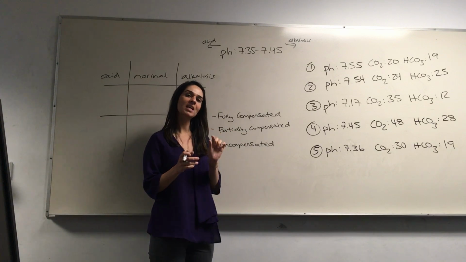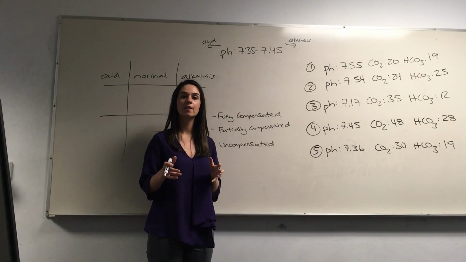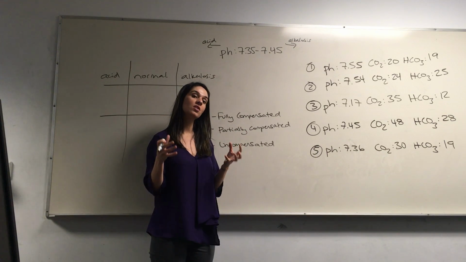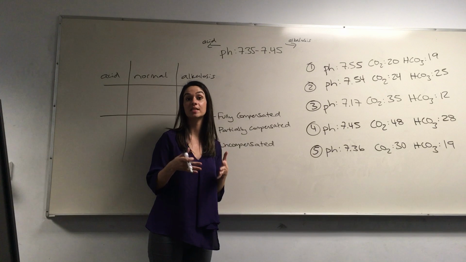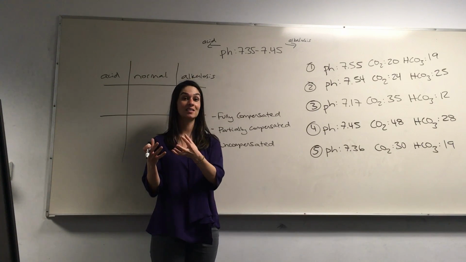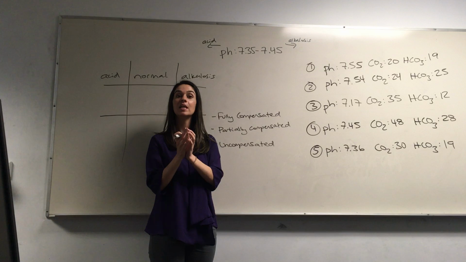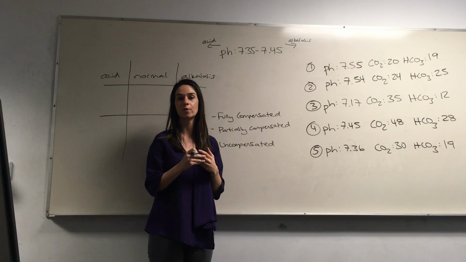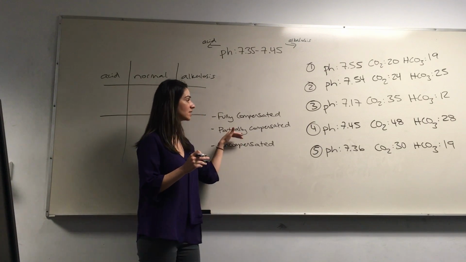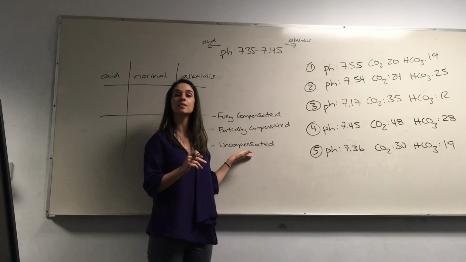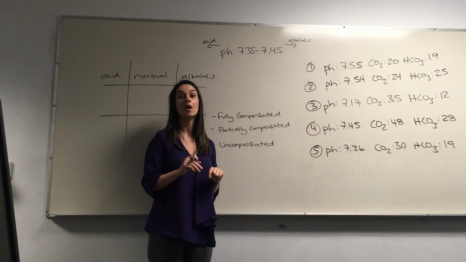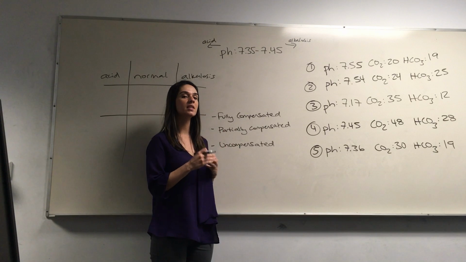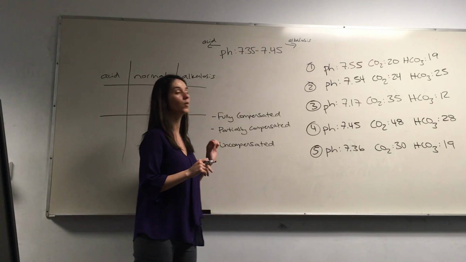Partially compensated means our pH is still off, but now particles are starting to shift in certain directions to compensate. For instance, if we're in an acidic state, maybe our CO2 is decreasing and becoming more basic to try to cope for that acidic state. So that's what it means when it says partially. And uncompensated means we have an acid-base disorder, but our body has done nothing to try to fix this problem. And you'll understand what I'm talking about as we continue to move forward.